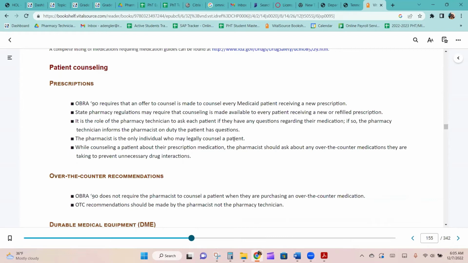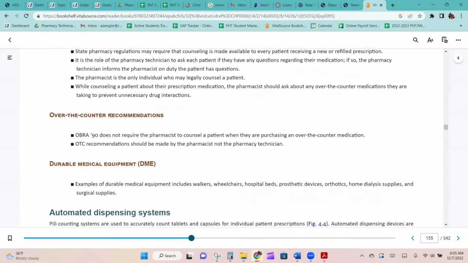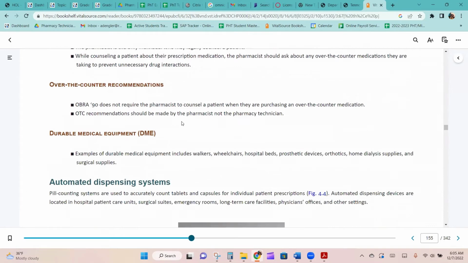And while counseling a patient about their prescription medication, the pharmacist should ask about any OTC meds they're taking to prevent unnecessary drug interactions. OBRA 90 does not require the pharmacist to counsel a patient when they are purchasing an over-the-counter medication. OTC recommendations should be made by the pharmacist, not the pharmacy technician.